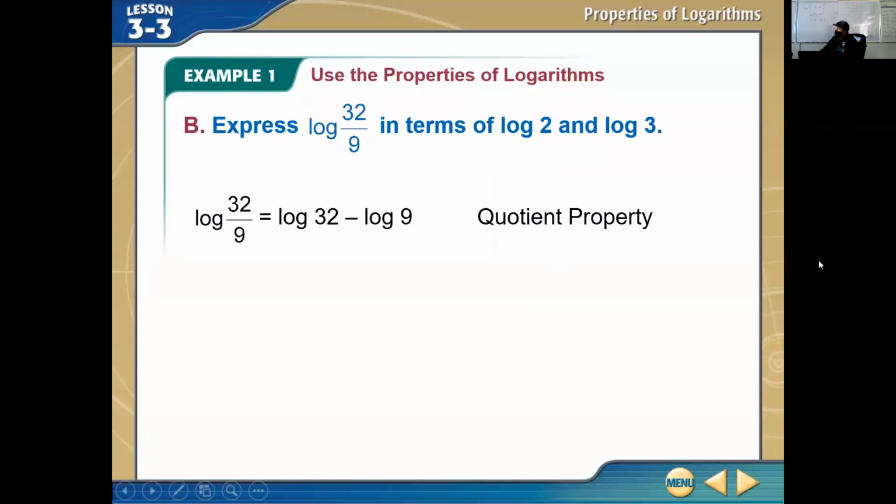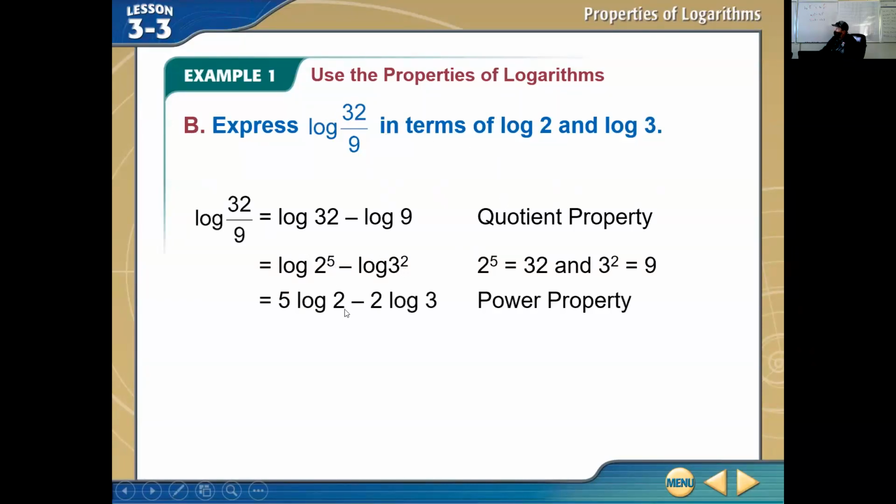So they actually did the quotient property first. Then they put log of 2 to the 5th, log of 3 squared. And then 5 log of 2 minus 2 log of 3. You can see I did it just a little bit different in the order, but I still arrived at the same answer as 5 log of 2 minus 2 log of 3 right there.